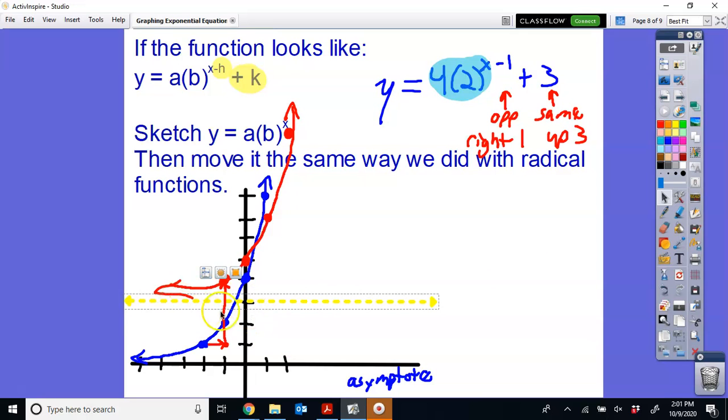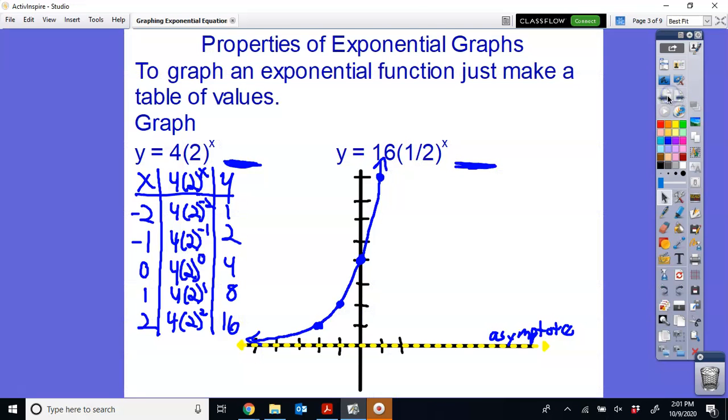But seriously, guys, you take this and you slide the whole graph right 1 and up 3. The right 1 is not going to change the asymptote. It's the up 3 that changes the asymptote. So all you have to do is be able to plug in a table of values like we did over here, like we've done numerous times with linear and quadratic functions. Get your points and plot them.